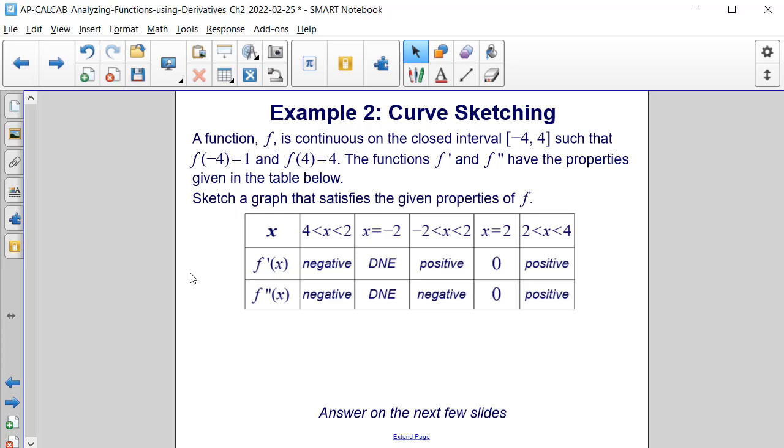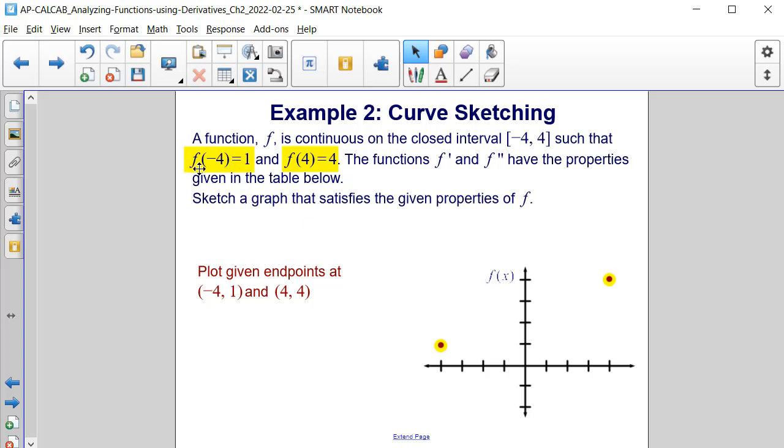A function f is continuous on the closed interval from -4 to +4, such that f of -4 is +1 and f of 4 is 4. The functions f prime and f double prime have their properties given in the table below. Sketch a graph that satisfies the given properties of f.